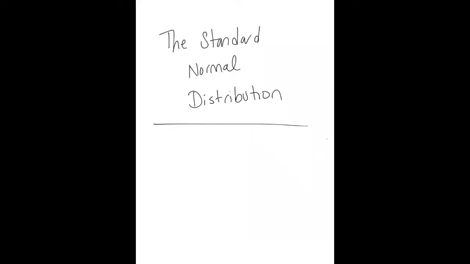The standard normal distribution, also known as the z-distribution. The z-distribution is used when we have continuous data that is symmetrical in the way it is distributed. So when we're thinking about our normal distribution, think of our bell-shaped curve, as you may have seen before.